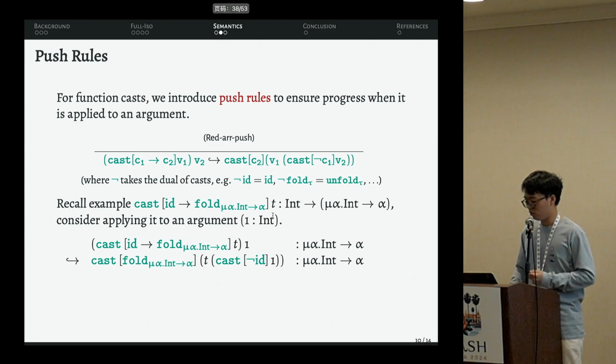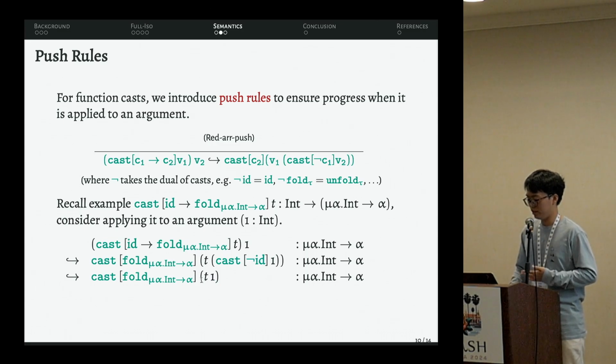then based on this rule, the identity cast will be applied to the incoming argument, and you reduce it to 1, and based on the result of t applied to 1, you can do further reductions, and you can see that it preserves the typing, so this can give you a sense of progress and preservation in our system. So that's it about type safety.